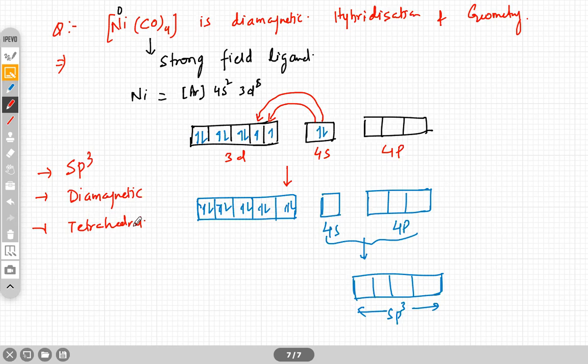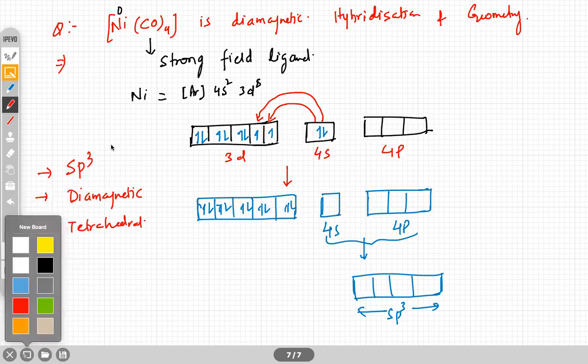Right? This is what the answer is. How did you get dsp2? Oxidation state is 0, no? Yes. So oxidation state is 0.